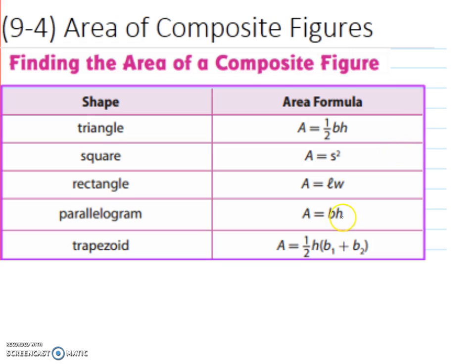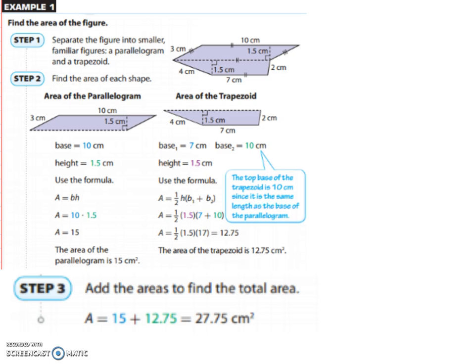Parallelogram is area equals base times height. And trapezoid is area equals 1/2 times the height times the base 1 plus base 2. Okay, so let's look at some composite figures.